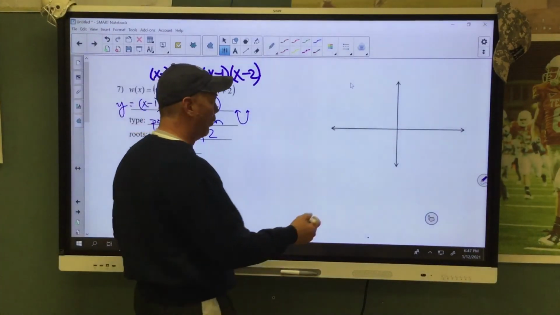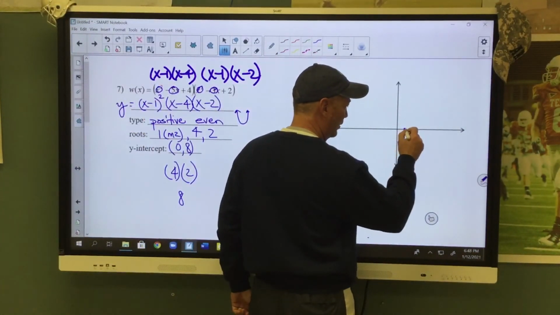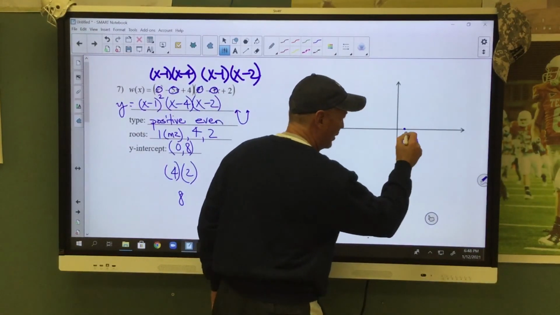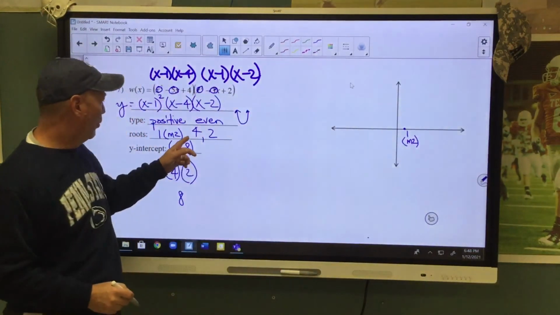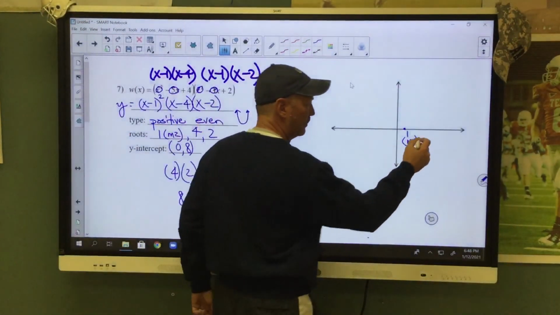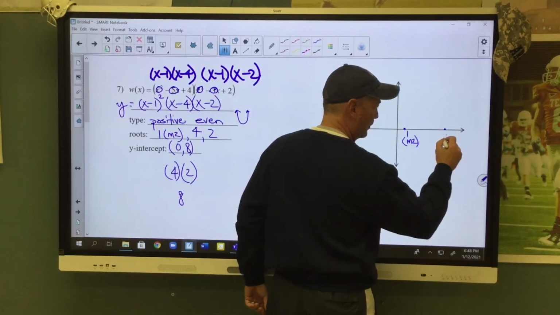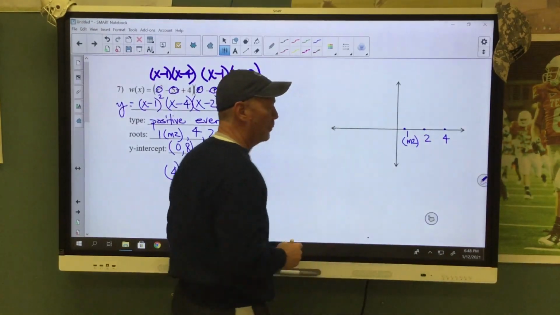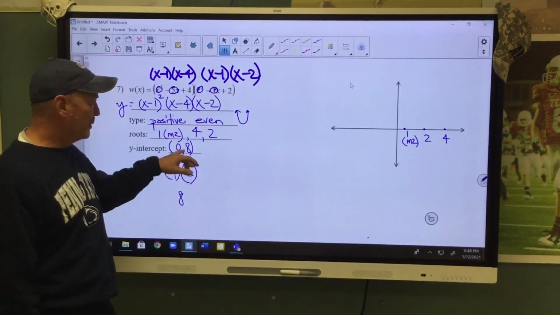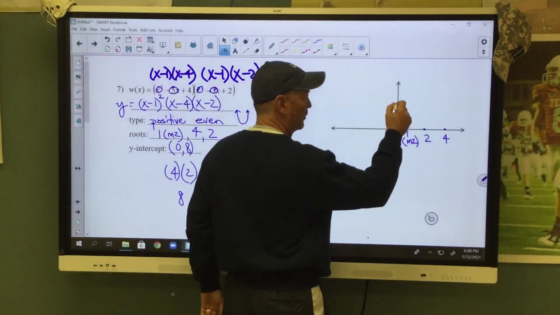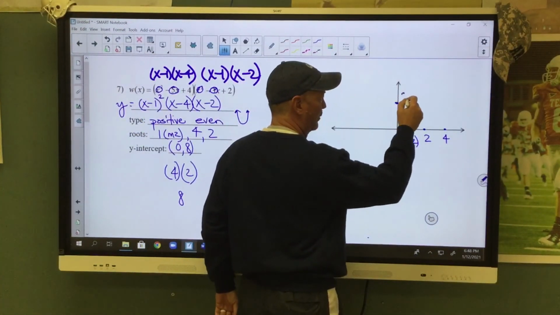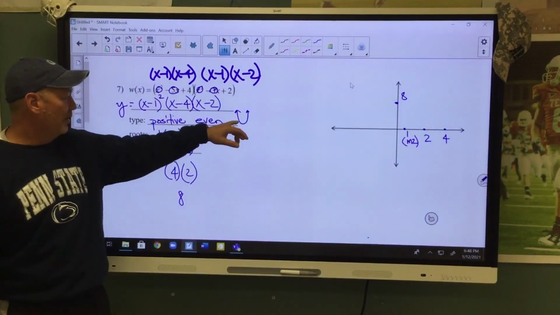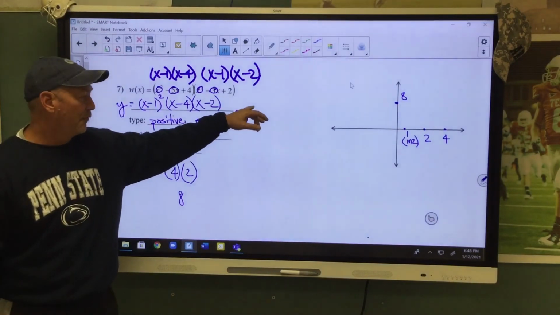I have a point at 1, and that's my M2. I have a point at 4, and I have a point at 2. My y-intercept is at 8. Remember what our pattern was. Our type was positive even. We have to start upwards and we have to finish upwards.